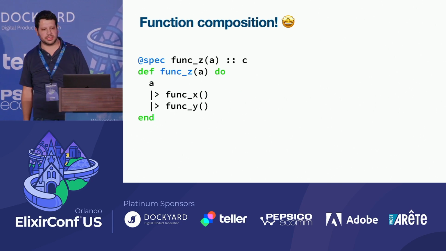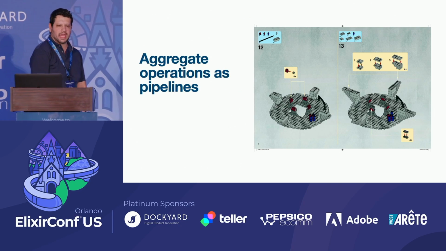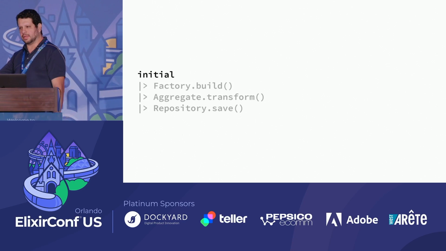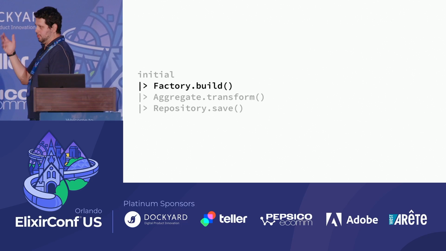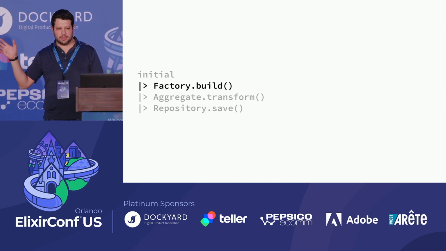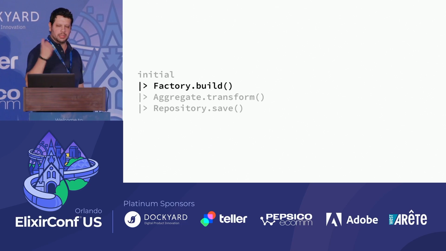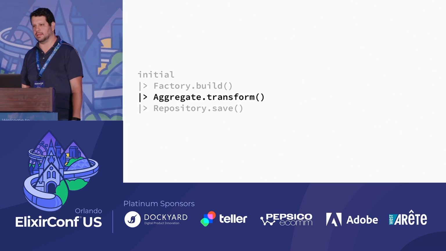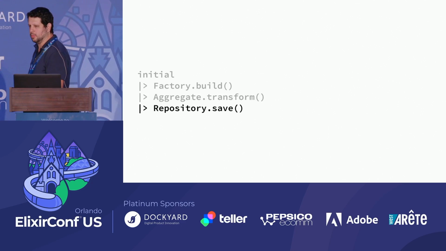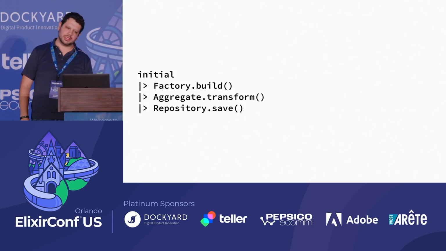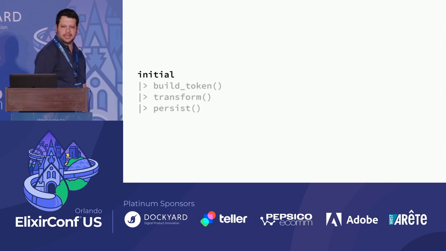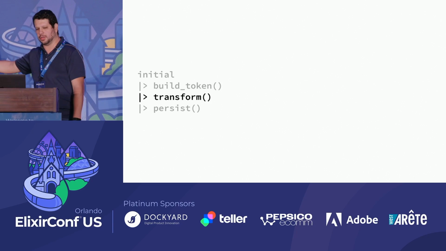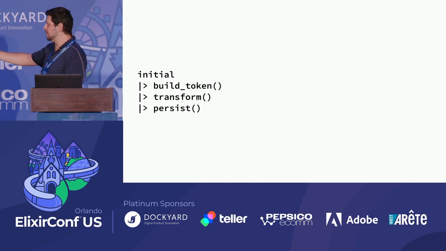We're going to use function composition to do it. So we're going to think of aggregate operations as pipelines. What do I mean by that? We tend to have an initial value that comes from outside the bounded context, or maybe something else. But we use a factory type pattern to build from less structured to more structured data. We use the aggregate to transform that data in some way, keeping those business invariants, and we use the repositories to save that. Now, if you squint at this, it actually starts looking like this. You have an initial value, you're building some type of token, you're transforming that token, and then you're persisting it. And that actually is a tokenized pipeline.